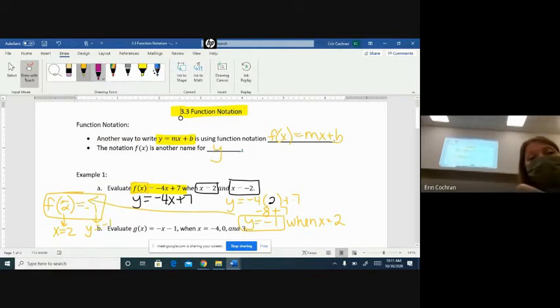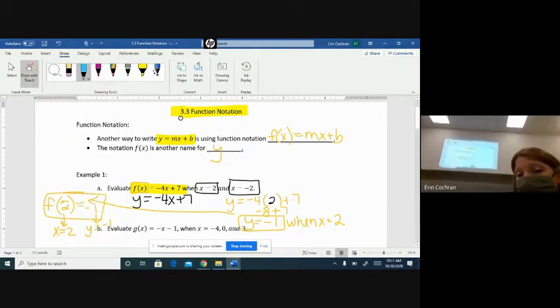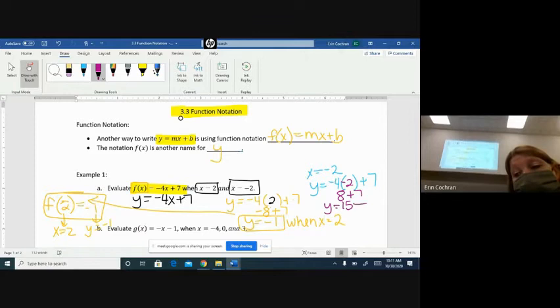All right, so now let's go ahead and do the next one, okay? So x equals negative 2. So when we're looking at negative 2, y equals negative 4 times x plus 7. So what are we replacing x with this time? Negative 2. So what's a negative 4 times a negative 2? Positive 8. And positive 8 plus 7 is 15. So y is 15 when x is negative 2.